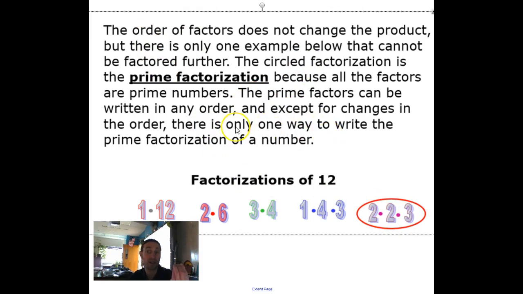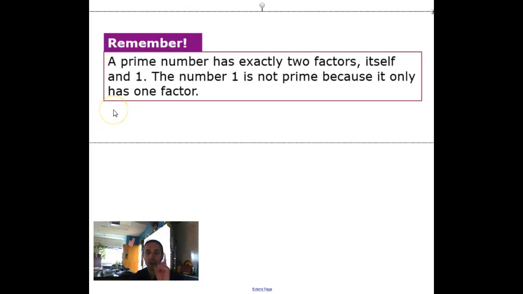Prime factors can be written in any order, and except for changes in the order, there's only one way to write the prime factorization of a number, right? So no matter what number we have, there's only one way to do the prime factorization of it. A prime number has exactly 2 factors, itself and 1. So like the number 2, the only 2 numbers multiplied together are 2 and 1. The number 1 is not a prime number because it only has one factor, 1 times 1. Just a little bit of mathiness there.